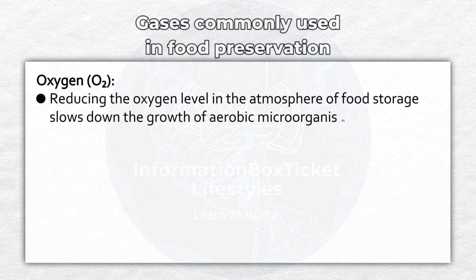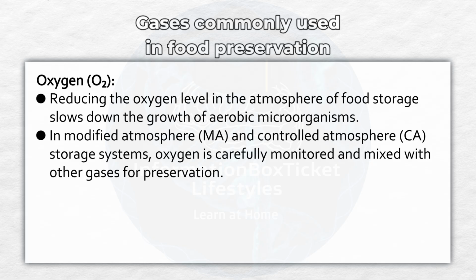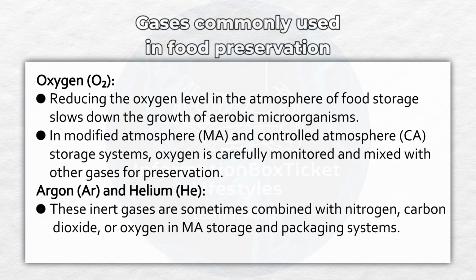Oxygen. Reducing the oxygen level in the atmosphere of food storage slows down the growth of aerobic microorganisms. In modified atmosphere and controlled atmosphere storage systems, oxygen is carefully monitored and mixed with other gases for preservation. Argon and helium. These inert gases are sometimes combined with nitrogen, carbon dioxide, or oxygen in MA storage and packaging systems.